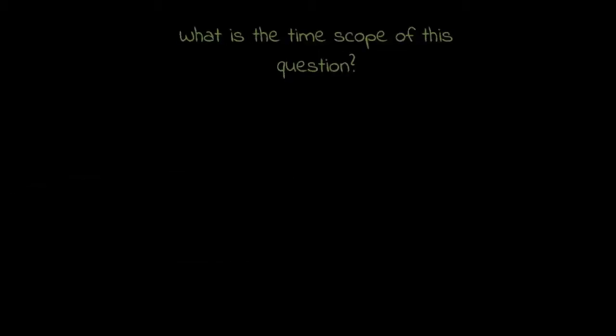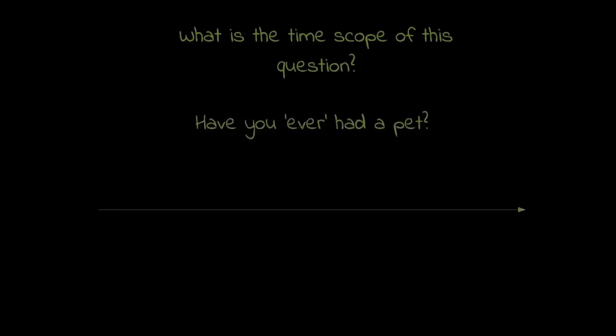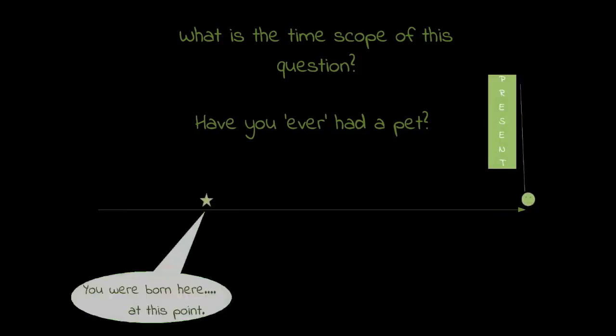Now let's see how we use this information when we analyze the time scope of each question. And here's the first one. What is the time scope of this question? Have you ever had a pet? Let's go over the timeline. This point represents the present. This one here represents the time when you were born. You were born at this point. So the time scope of this question is your life.